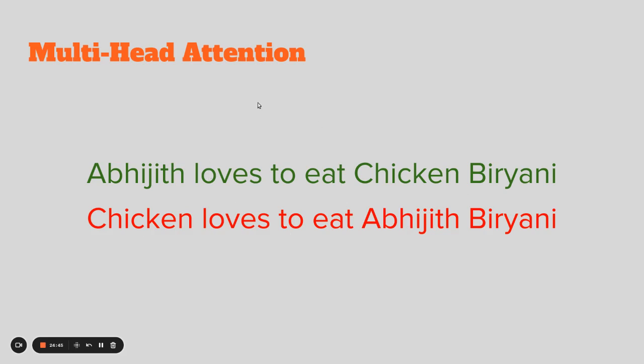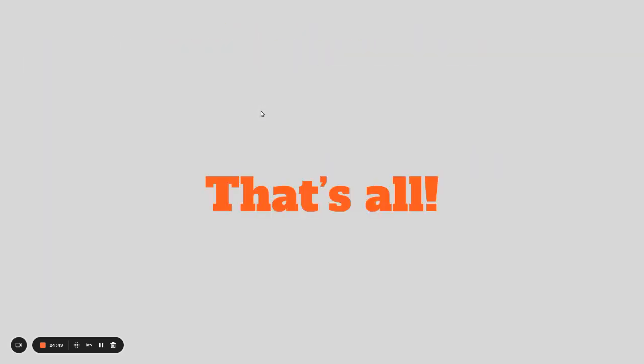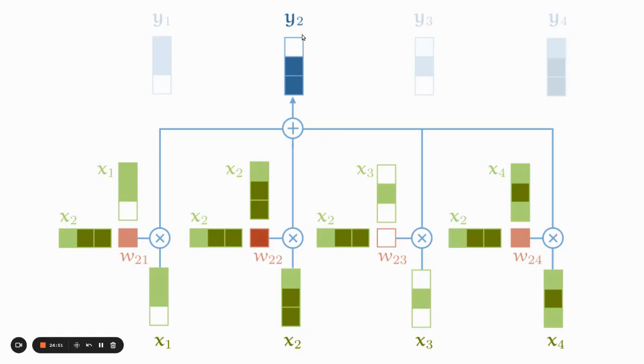So to solve that, you do something called multi-headed attention. Instead of having just one output, like I was discussing earlier, you have, say, t outputs, like 10, 12, 24, whatever. And how do you do that? How did you calculate the output? You calculated the output using these weights, right?